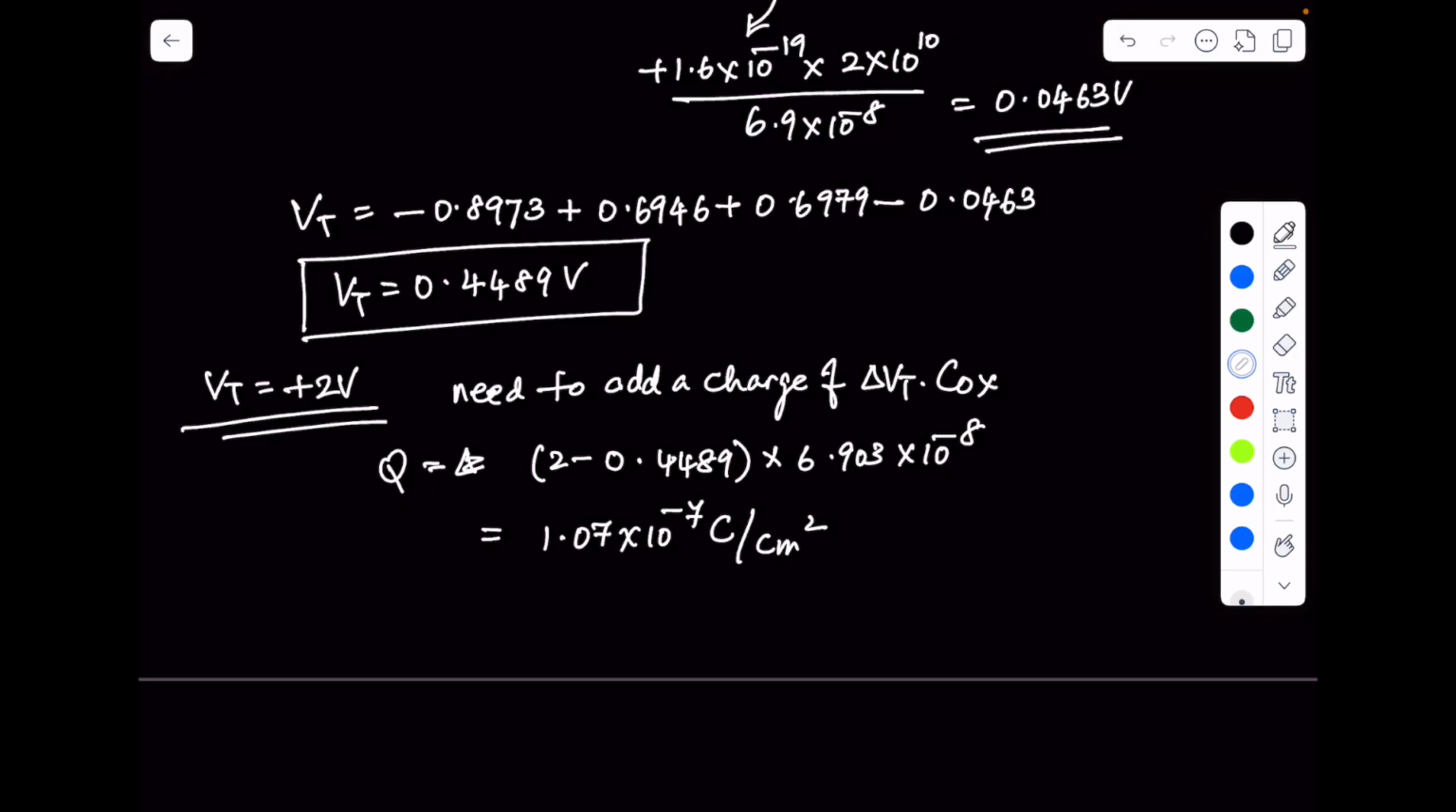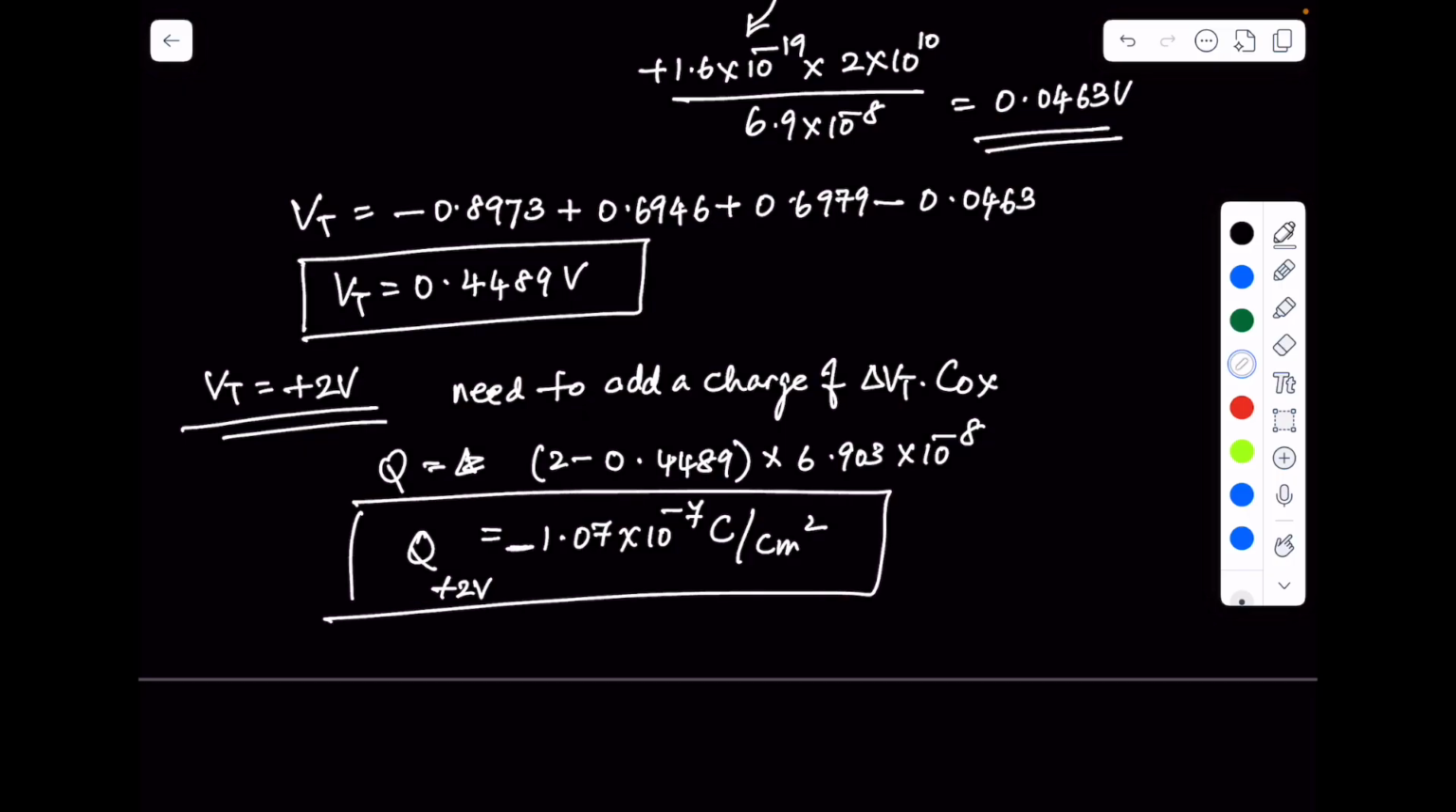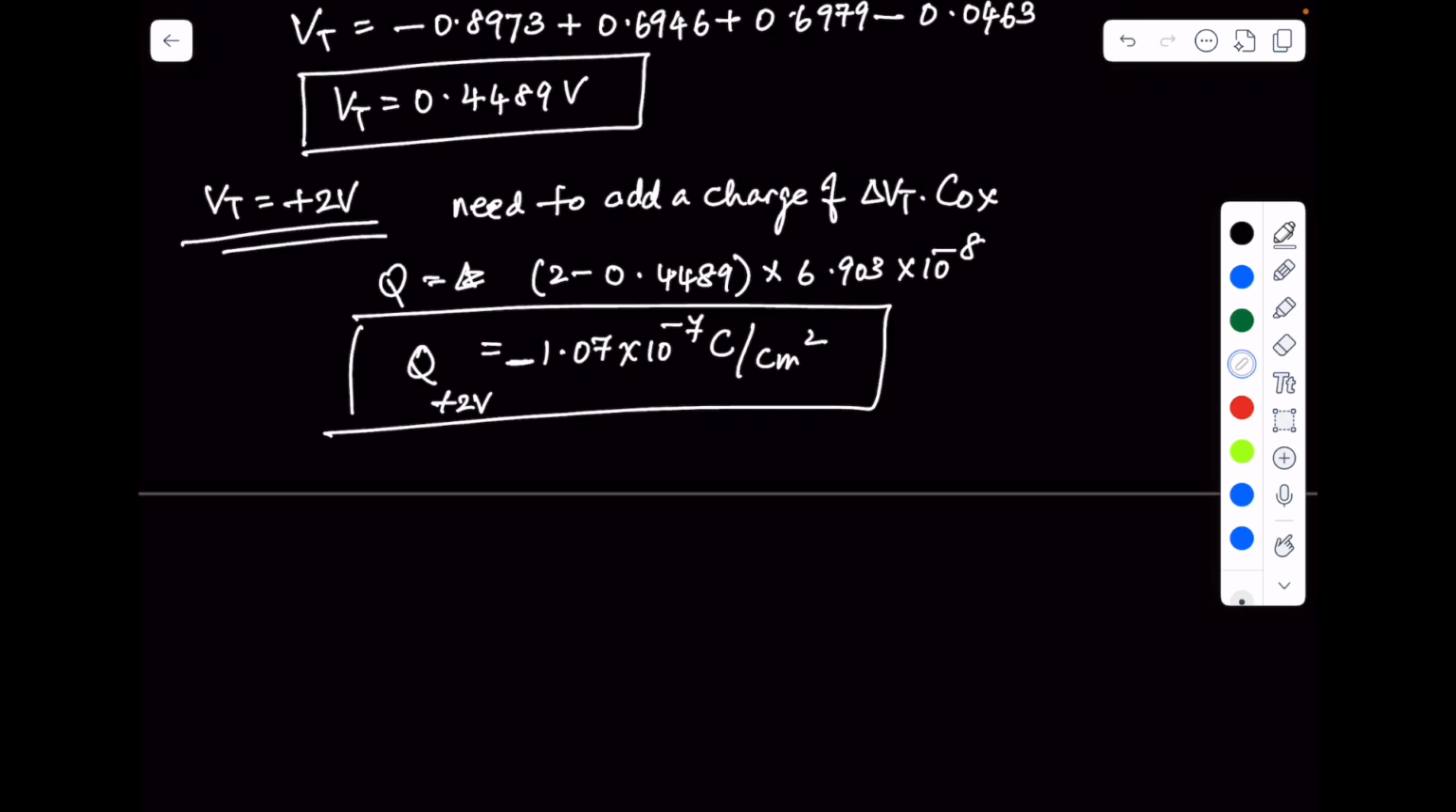Now to increase the Vt, what should this charge be? This charge has to increase the VFP. So if it has to increase the VFP, this charge has to be negative, right? So to make the Vt plus 2, I need to add a negative charge of minus 1.07 into 10 power minus 7.